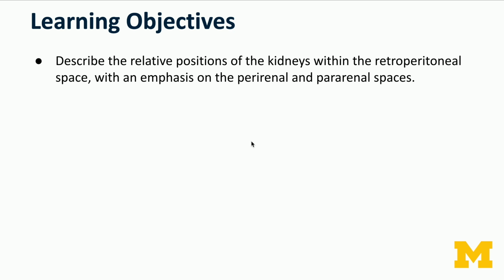So we've discussed the relative positions of the kidneys, as well as their position within the retroperitoneal space. And we've discussed the surrounding perirenal and pararenal spaces and their contents.